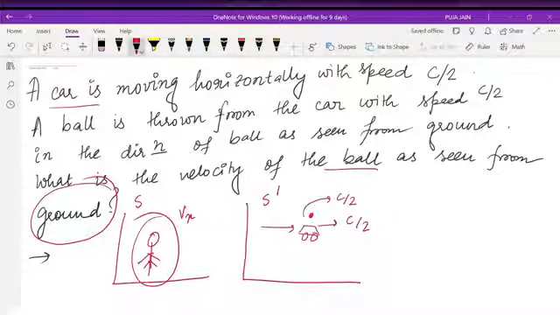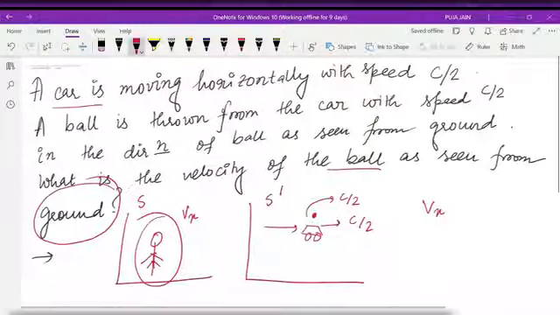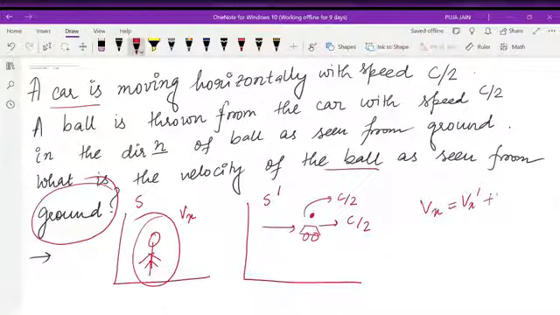I will tell you one technique, because sometimes students get confused whether we need to find Vx dash or Vx. So I will tell you how to judge that. Here they have asked what is the velocity of the ball as seen from the ground. Ground means the observer is seeing. So here we have to find Vx. We know Vx equals Vx dash plus V over 1 plus Vx dash V by c square. Here our motion is along the x axis, so Vy and Vz equal 0.